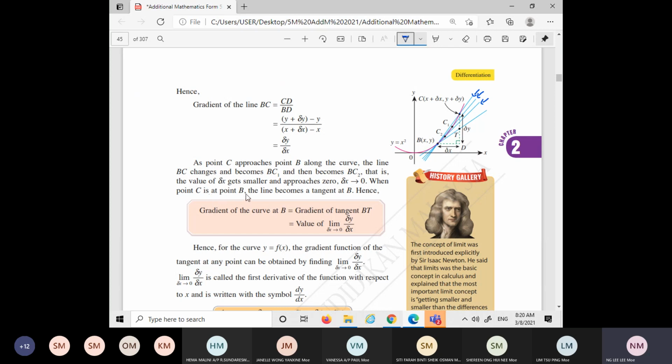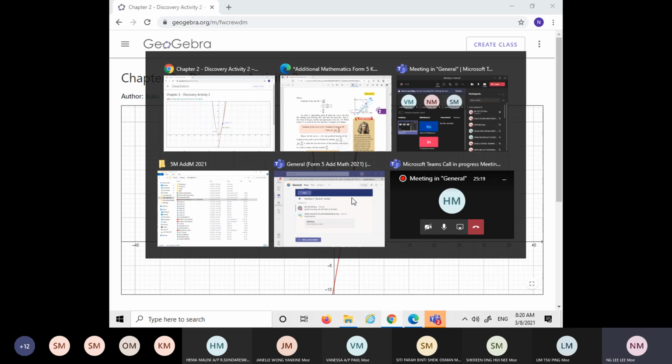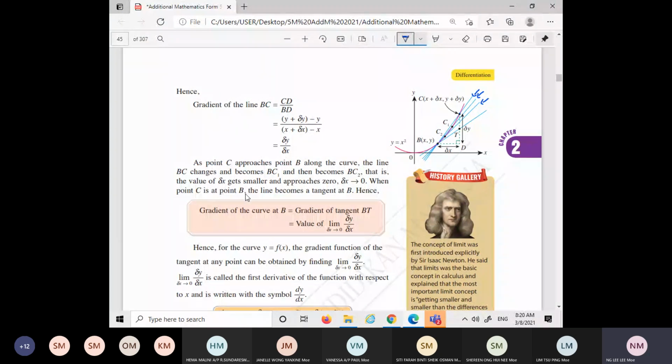When the point C is at point B, just now you remember using the software, it was very close, almost touching point B. Then what will happen? When the point C is at point B, the line becomes a tangent at B exactly. Now we assume point C exactly touches point B, so the line is the tangent at B, because it only cuts the curve at one point, which is point B. So the gradient of the curve at point B is equal to the gradient of the tangent BT, where T is a point outside the curve.